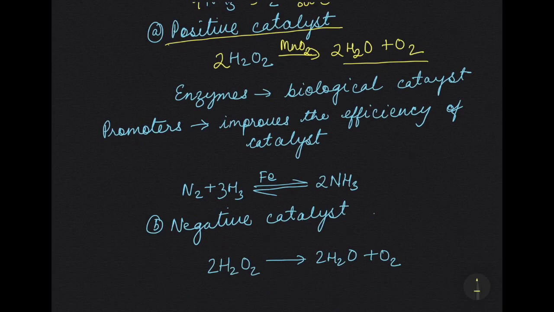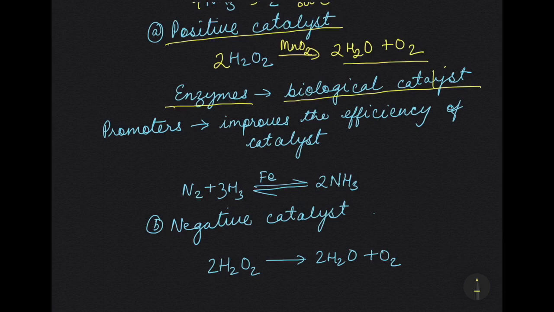Okay, and of course there are enzymes in our body. For the various chemical reactions that take place in our body, we have enzymes which are also known as biological catalysts. So these biological catalysts increase the rate of chemical reactions that take place in our body.